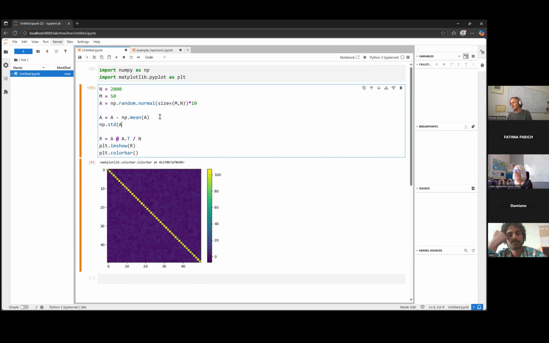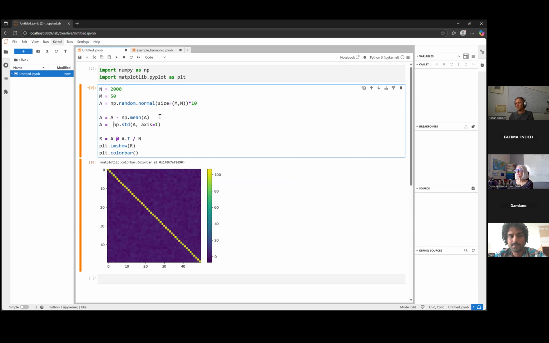So I can say, okay, I want to compute the standard deviation of A, and I want to do it along the axis with the number 1. So axis with the number 0 is the rows, axis with number 1 is the column. So please do it along the columns. If we do that, we get a vector of length 50 that contains all the standard deviations. And now I want to divide A by all these standard deviations.